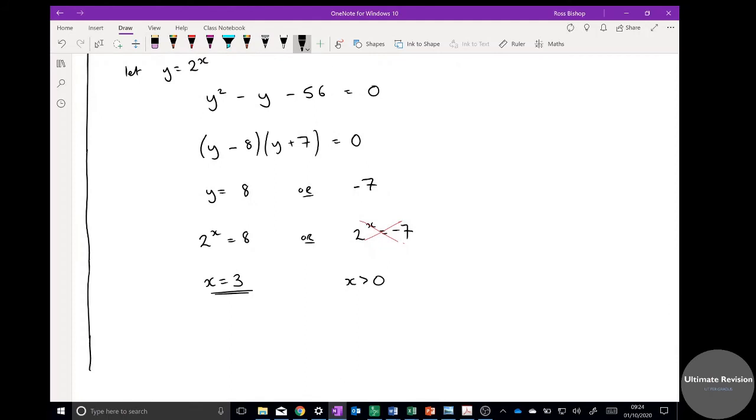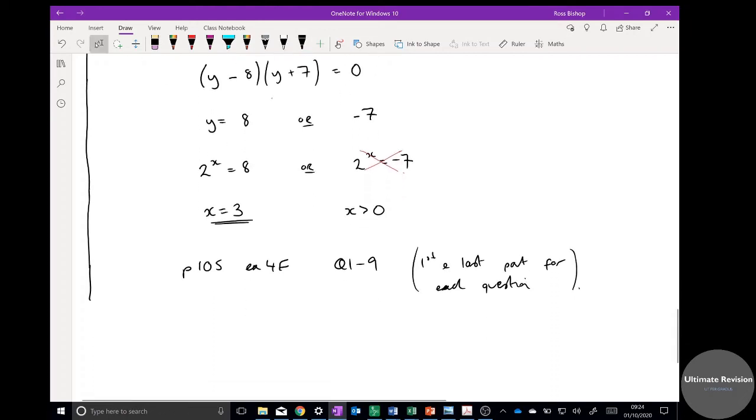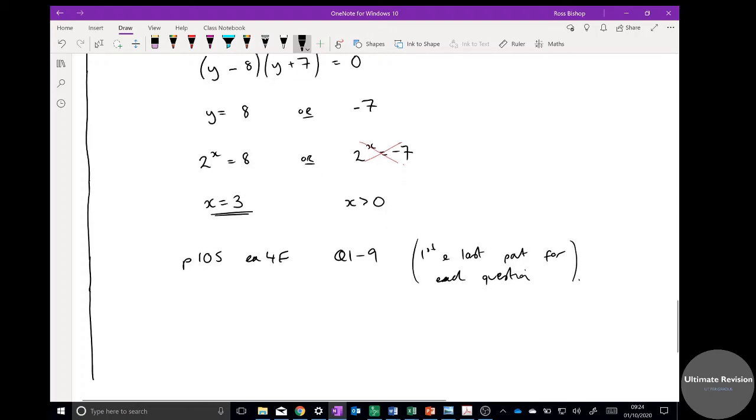Right, I'm going to do a few questions on that. So page 105, exercise 4F, questions 1 to 9, and I want you to do the first and last part for each question. The first one is an easy one, you should be able to answer that quite quickly, and the last part is a little bit trickier, but take your time and you'll be fine. So pause the video, work through those before we move on to the last section of this week's session 10, which is the proof section.